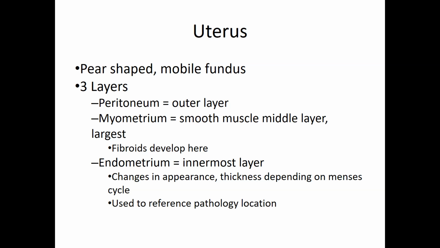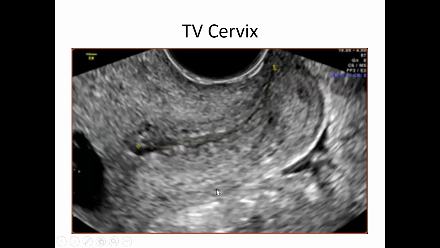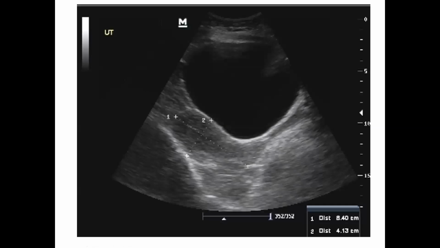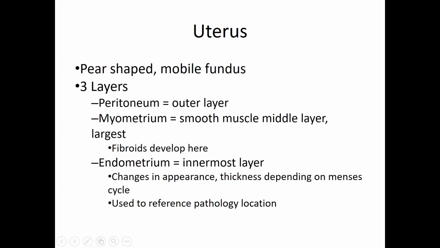And there are 3 layers to the uterus. The peritoneum is the outer layer. If we look here, that's going to be this echogenic specular reflector on the outside of the uterus. The myometrium is the muscular layer. And then the endometrium is that portion that sheds every month. So those are our 3 layers of the uterus.